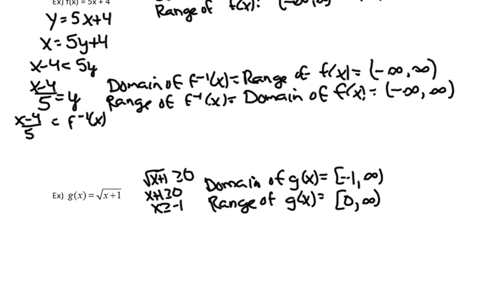All right, now, this is a one-to-one function because it is a square root function. I can easily graph this on the side. Okay, I'm going to go to the left 1. Okay, that is a one-to-one function.